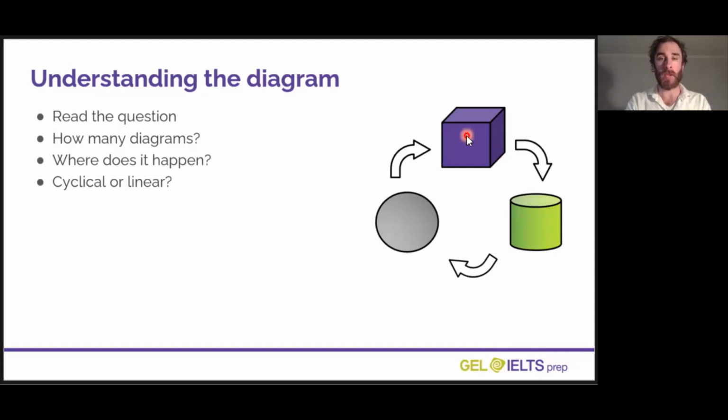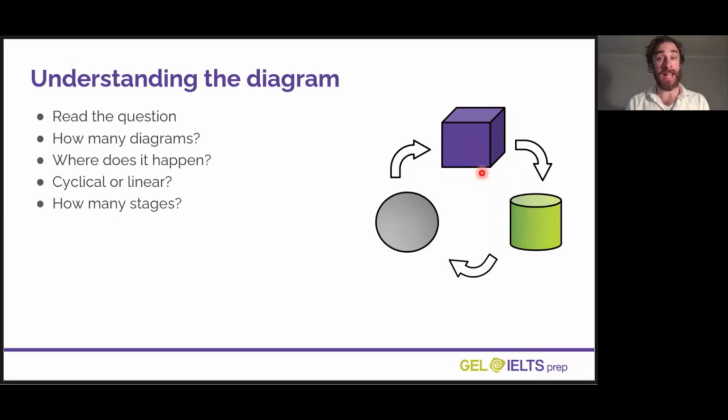For example, look at the diagram on your screen. Do you think this is a cyclical process or a linear process? Look at the question below the video and choose the correct option, cyclical or linear. This is a cyclical process, so we can't see an obvious start point or an obvious finish point.